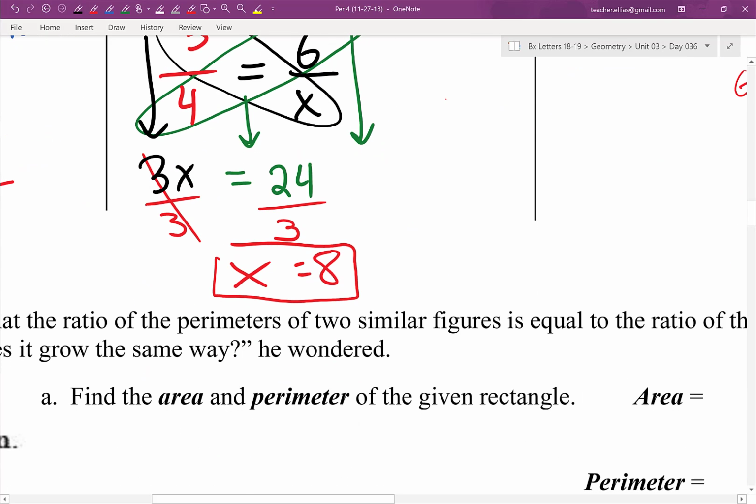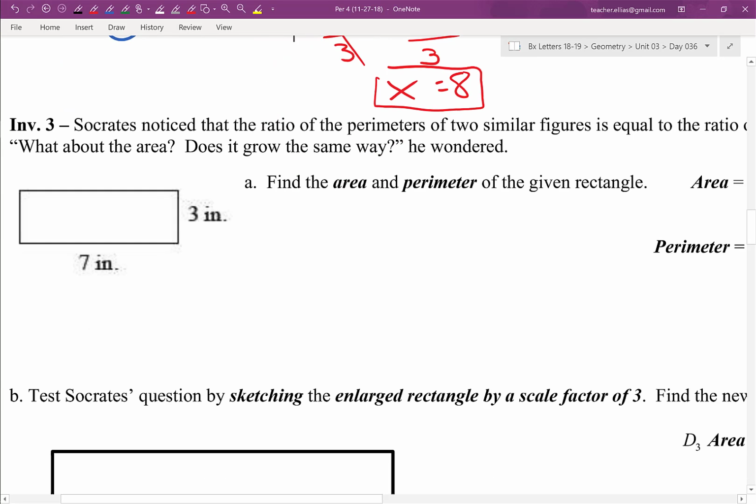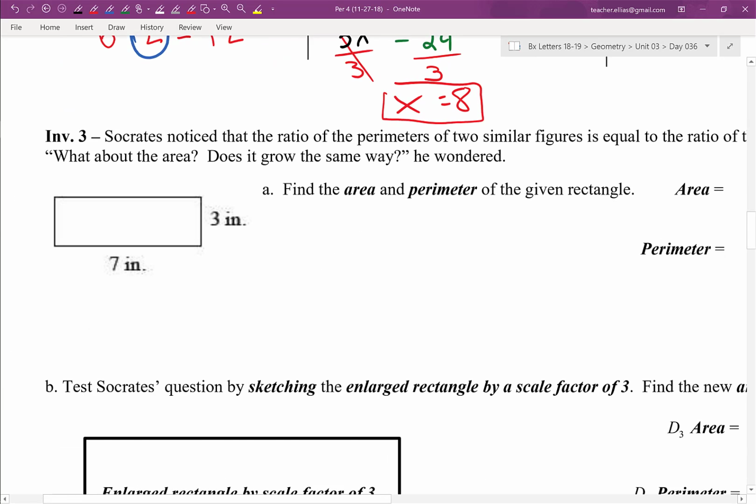How much time do I have left? Like 15 minutes? Yeah. All right, we're doing real good.